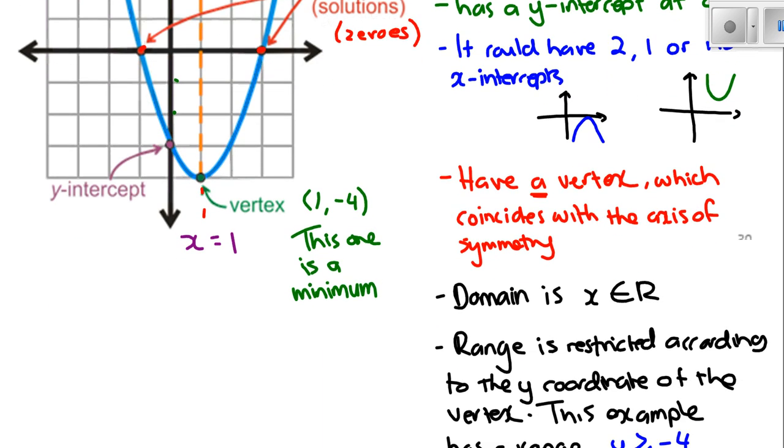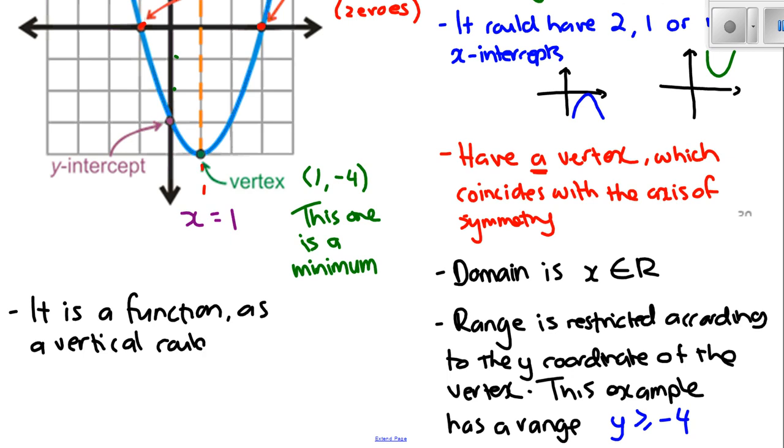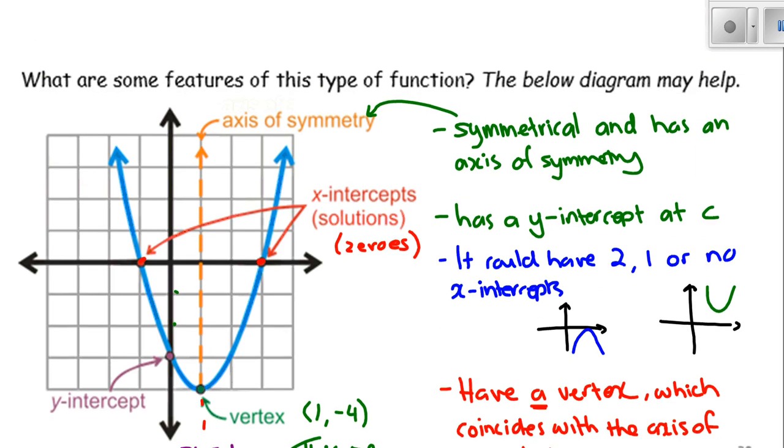It is a function according to the vertical line test, as a vertical line could not cut or cross the function more than once. That'll do for now. Let's just move on.